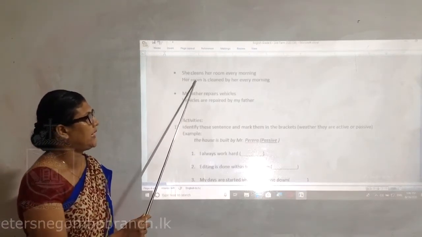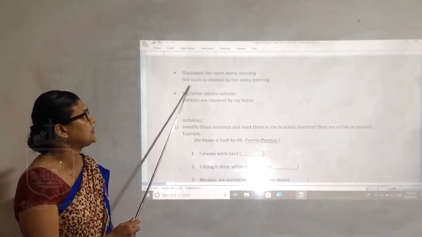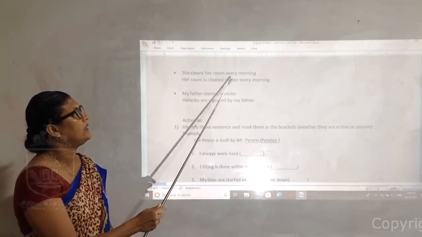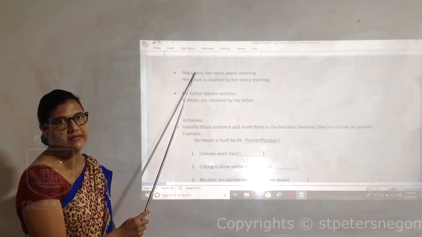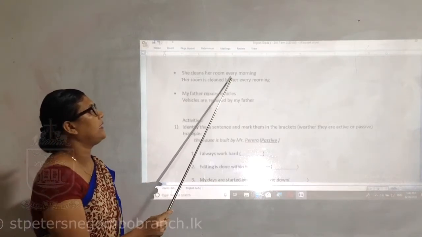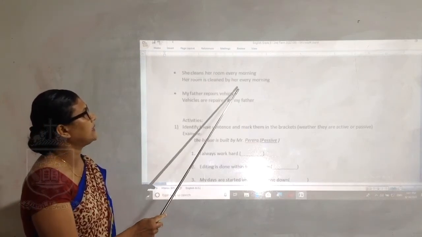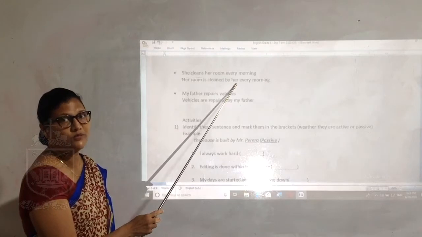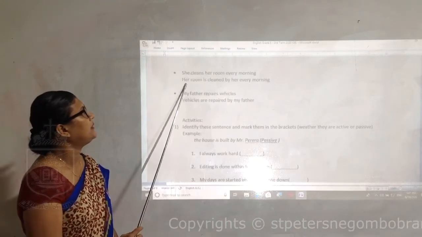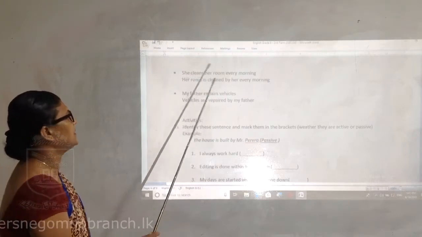According to this object, you will have to select the suitable be verb, that is, because this is singular, so you need is. You have selected the past participle form of cleans from the list, so cleaned. You have got is cleaned. Then you write the word by. After the word by, she becomes her, the object form of this pronoun. She, her. Her room is cleaned by her every morning. That is the rest of the sentence.